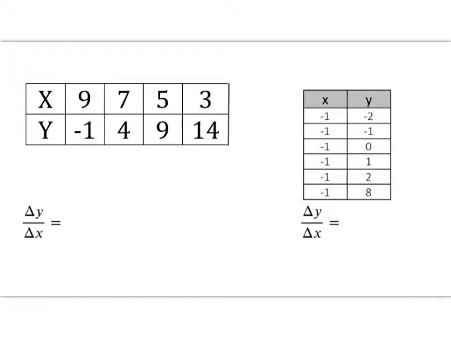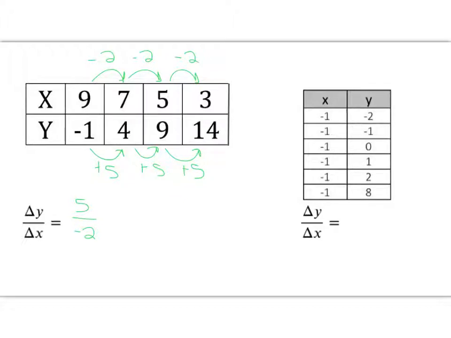Now, look at these two tables. Feel free to try these on your own if you want. Be careful with your signs. Okay, so here I look for my change in y from -1 to 4. I think I add 5. Same thing from 4 to 9, and from 9 to 14. From 9 to 7, my change in x, what do I do? I go down 2, 7 to 5, I subtract 2, 5 to 3, I subtract 2. So my change in y is 5. My change in x is -2.